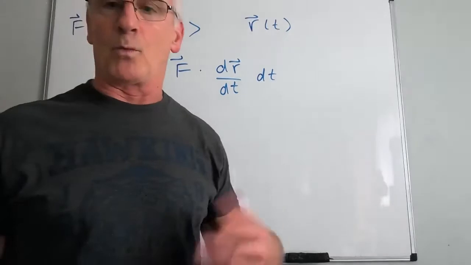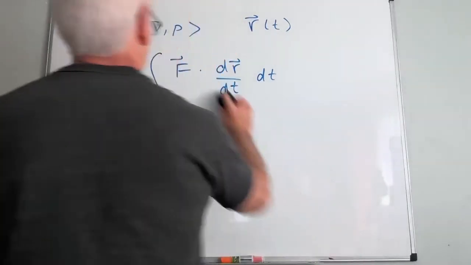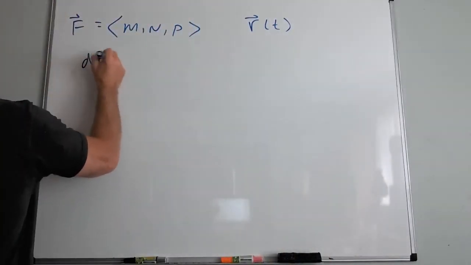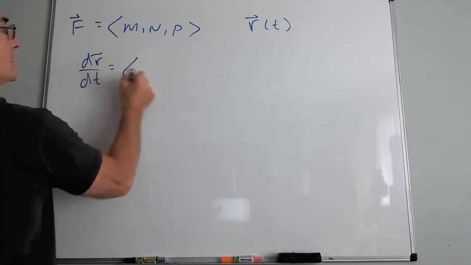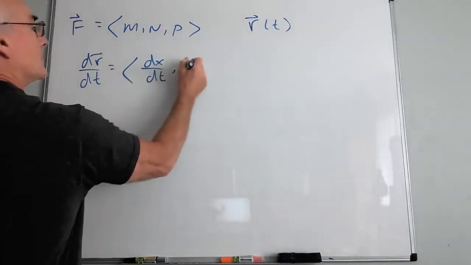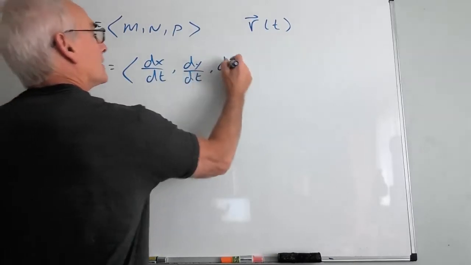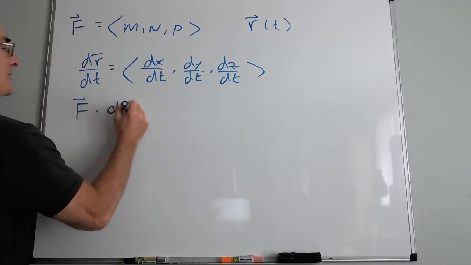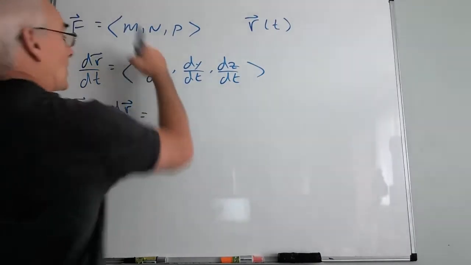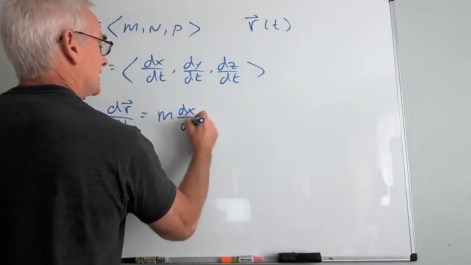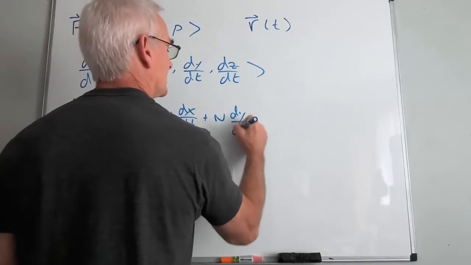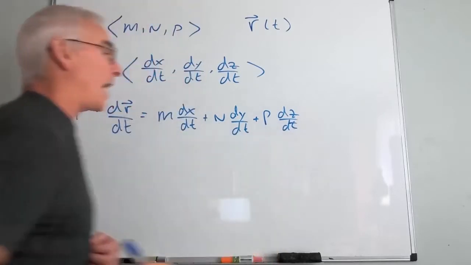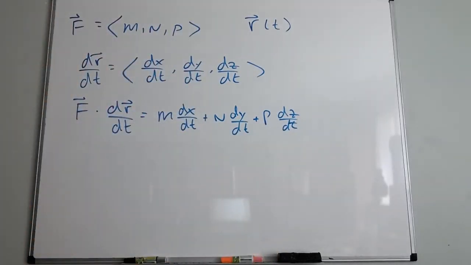So now let's say, well, what exactly is dr dt? Let's look at all the pieces of this puzzle here. Dr dt, of course, would be dx dt, dy dt, dz dt. Therefore, F dotted with dr dt would be M dx dt plus N dy dt plus P dz dt. And now I would take this result and integrate it with respect to t.